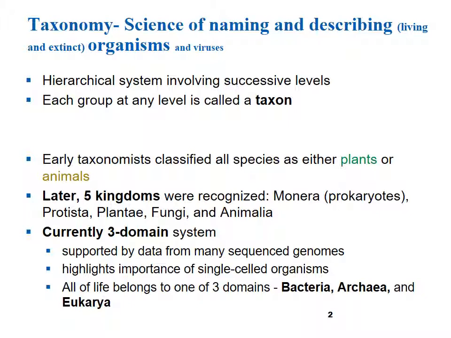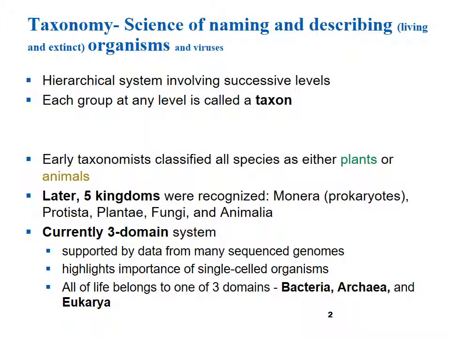So taxonomy is the science of naming and describing living and extinct organisms and also viruses. It's really a hierarchical system involving successive levels. Each group at any level is called a taxon. And early taxonomists thought things were either a plant or an animal, and that's it. You're a plant or you're an animal, nothing else. Later they realized that wasn't quite enough to categorize everything.